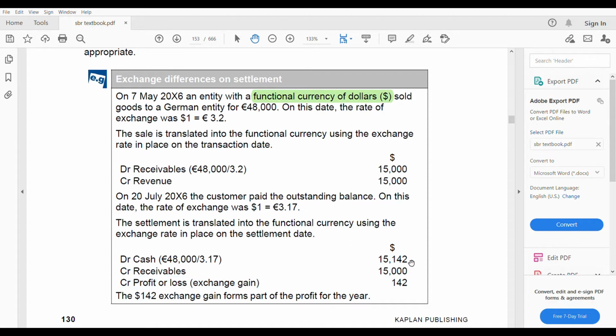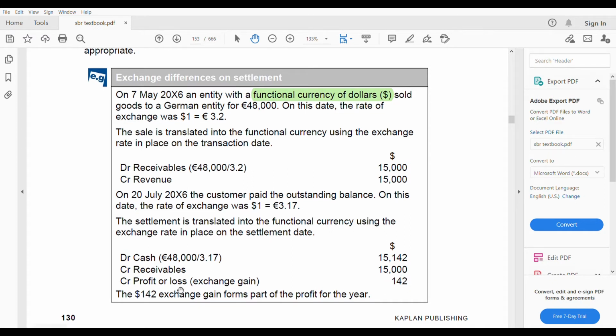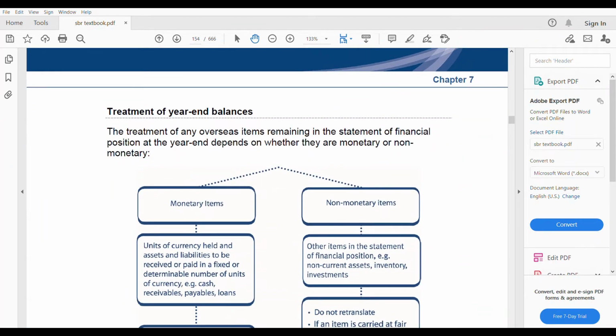So you can see there's a difference between the debit and the credit side: 142. Your receivable is 15,000, but you received more cash because of that exchange rate difference. You are receiving more in cash, but your original amount was 15,000. So that is an exchange gain of 142, the difference. It will be credited in the profit and loss account, because exchange gain is credit and exchange loss is debit. So the 142 exchange gain forms part of the profit for the year. I think it's very simple.